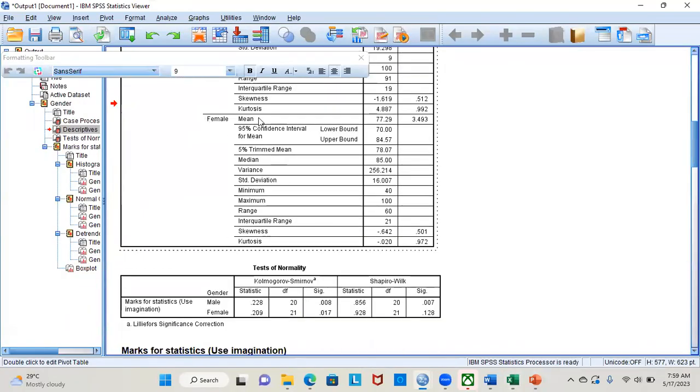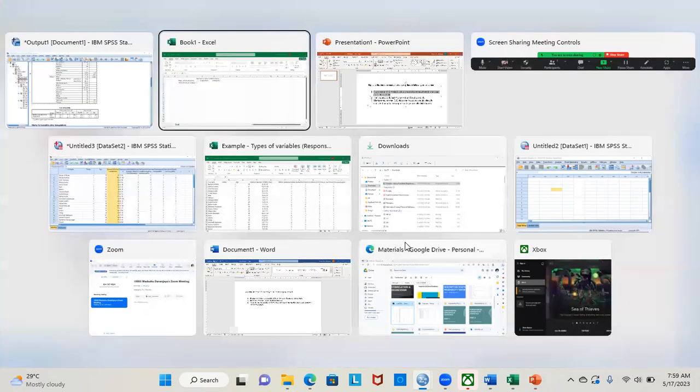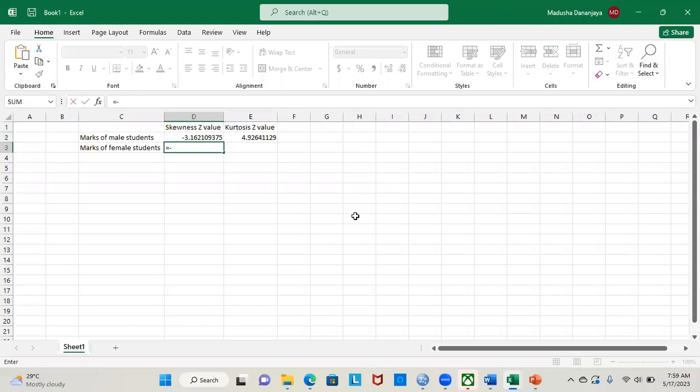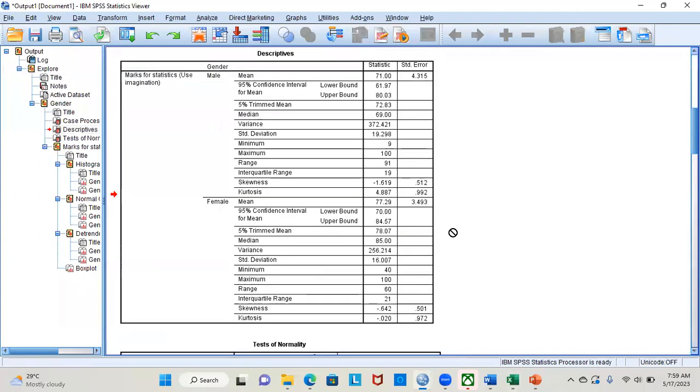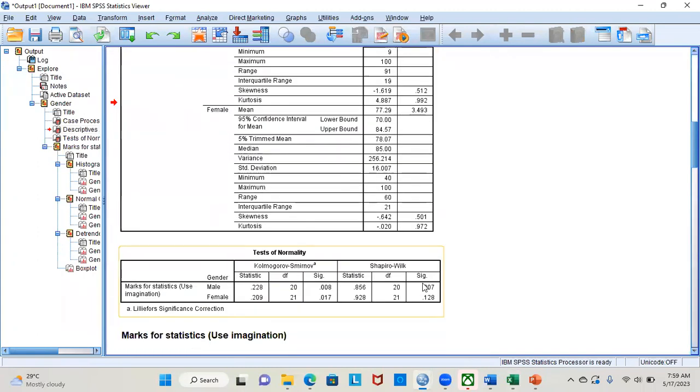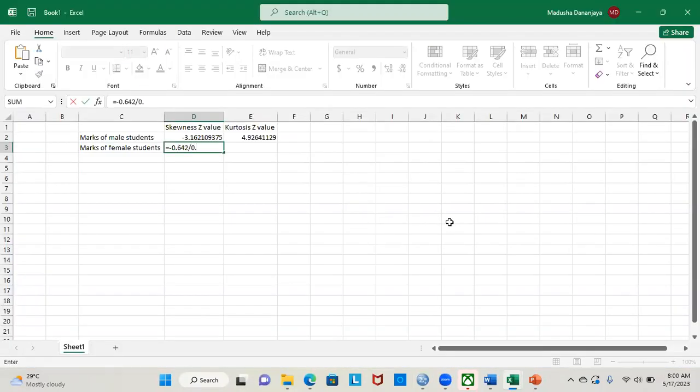Then marks for female students, the second part of the table. The skewness value is minus 0.642 over the standard error 0.501.